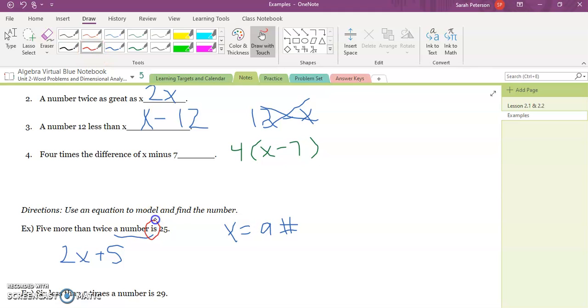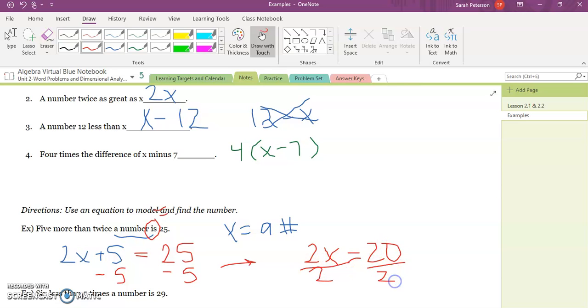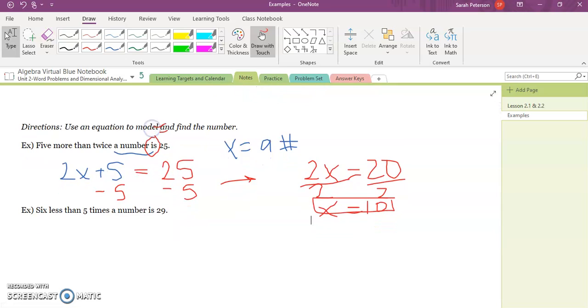That is a huge indicator, that equal sign, 25. When I have that, now I can solve. Subtract 5 on both sides. I get 2x equals 20, divide by 2, I get x equals 10. And so the number I was trying to find is 10. You could probably find the number without doing the algebra, but a focus of this unit is to be able to model word problems with equations. So I really want you to challenge yourself to solve the problem using an equation.